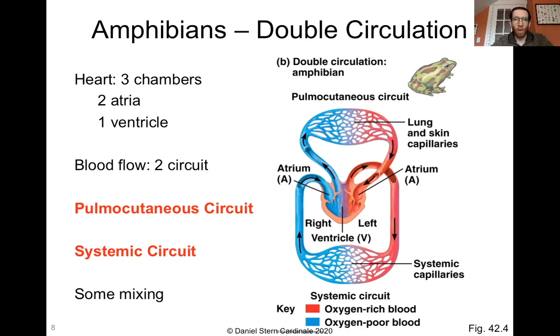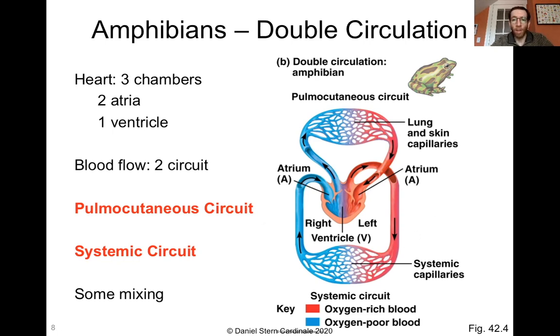The big difference here compared to the previous single circuit circulatory system is that here each circuit only has a single capillary bed. So you can do each circuit at high pressure and then return the blood to the heart at low pressure, but you're never moving towards a capillary bed at low pressure. That makes double circulation much more efficient than single circulation.